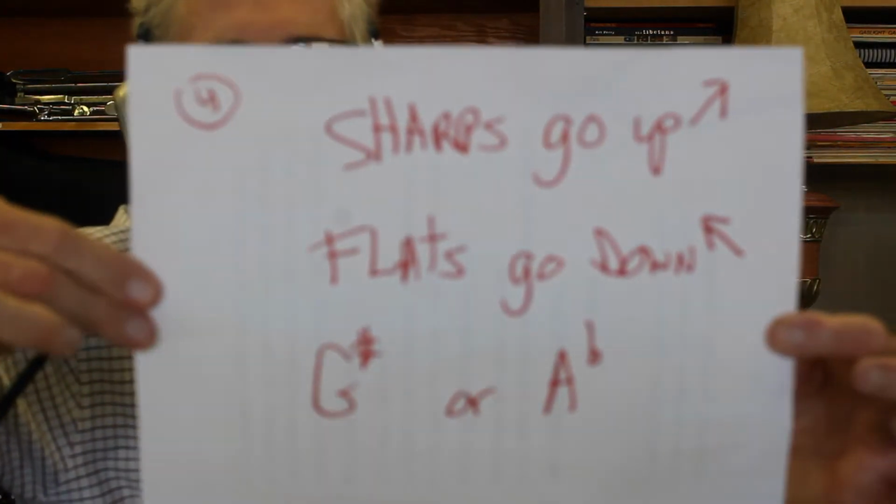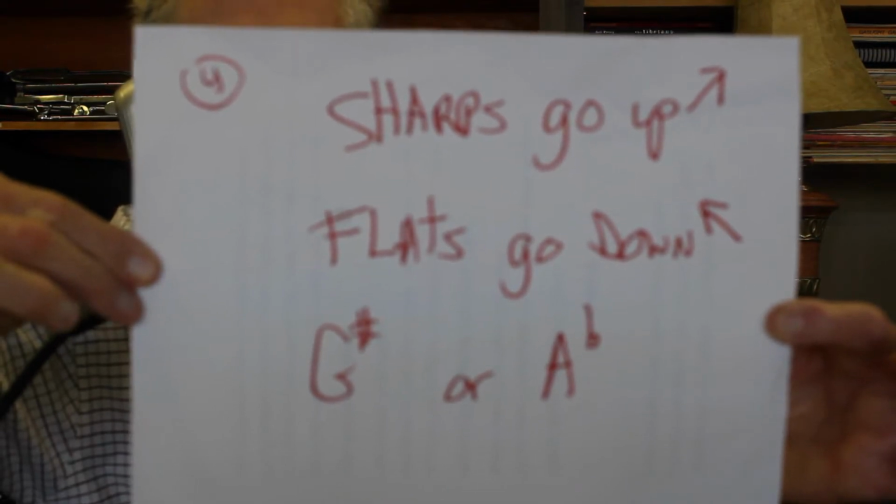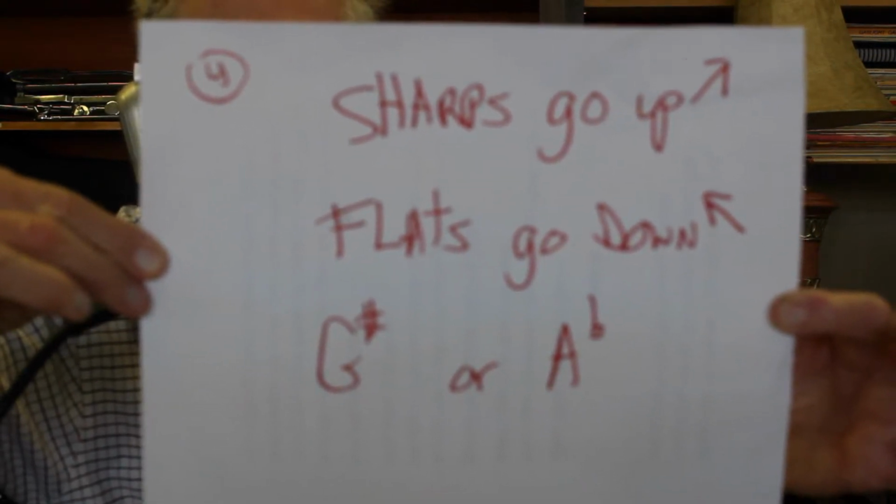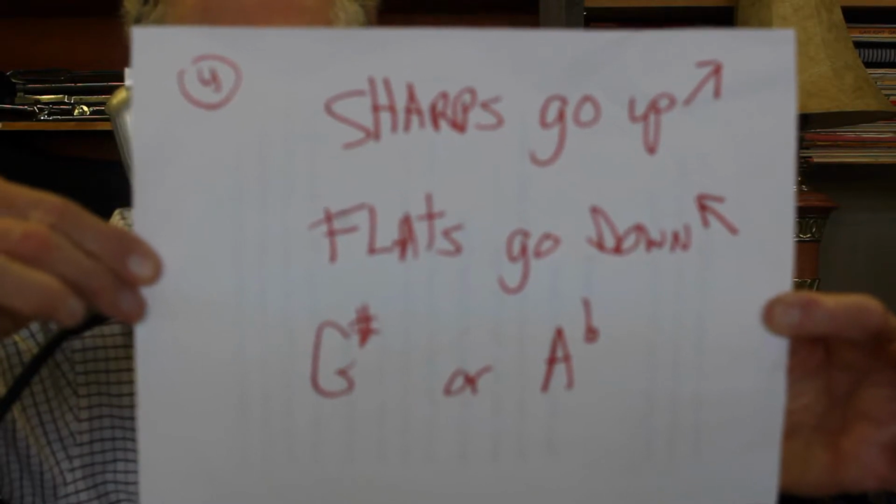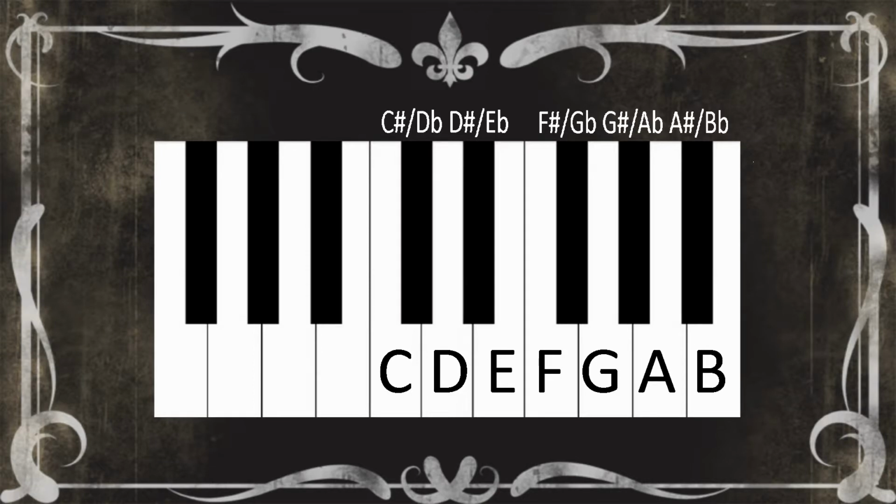Okay, now you're going to repeat after me. Sharps go up, flats go down. Okay, now let's begin with the previous slide. Now everybody, I want you to repeat after me. All the black notes have 2 names. If you start on C, you go up to C sharp. If you start on D and you go down, it's D flat. Okay, the next black note, D sharp, E flat. Next black note, F sharp, G flat. Next black note, G sharp, A flat. And the last black note, A sharp, B flat.